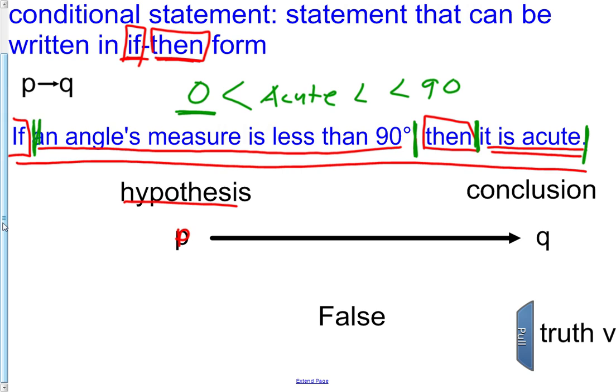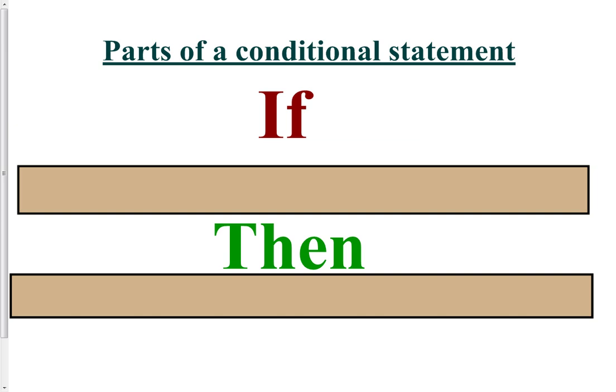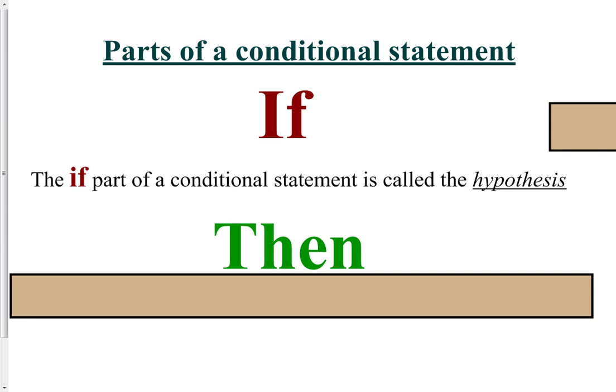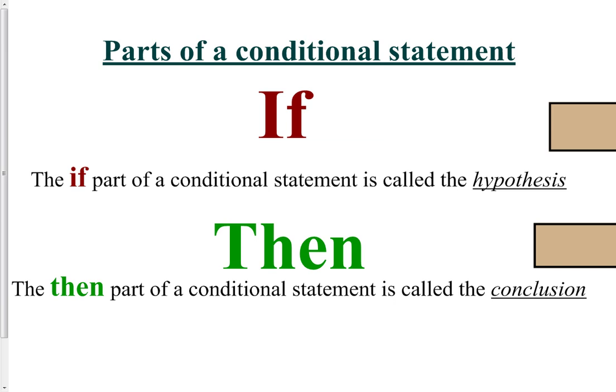Okay? So now that we have the conditional statement, it's written in if-then form, if P, then Q. Talk about the parts of a conditional statement. We already kind of talked about this, but the if part is called the hypothesis. So the part directly following the if till the comma is called the hypothesis. The then part is called the conclusion. In a conditional statement, right after the then to the end of the sentence, that's called the conclusion. So every conditional statement has a hypothesis and a conclusion. It has an if part and a then part.